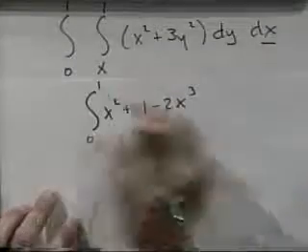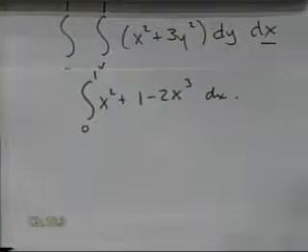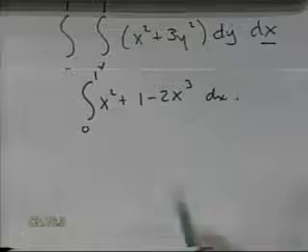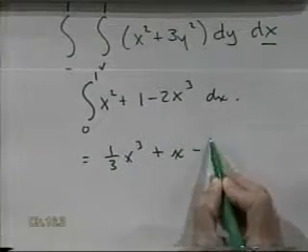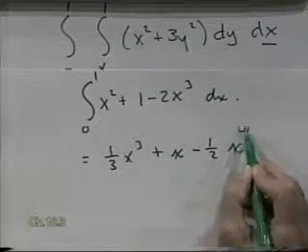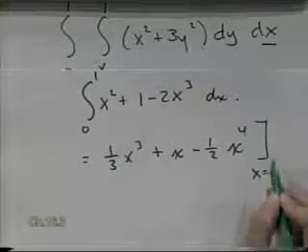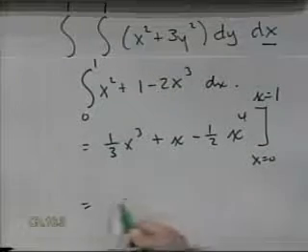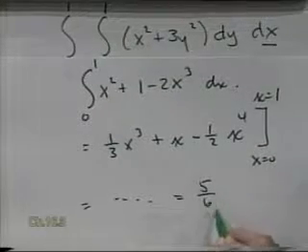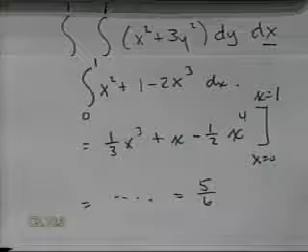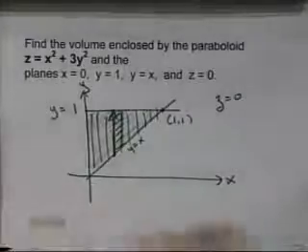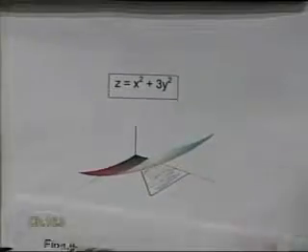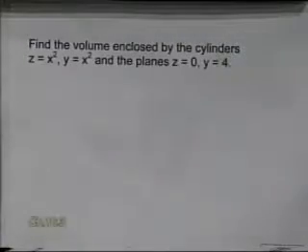So we're going from 0 to 1 dx. And again, you guys can do this. You're going to get 1/3 x cubed plus x minus 1/2 x to the 4th, and you're going to go from x equals 0 to x equals 1, and a few minutes later we'd be at 5/6. Okay, good job. By the way, I already showed you that region there, so that's good. Let's look at the next one.